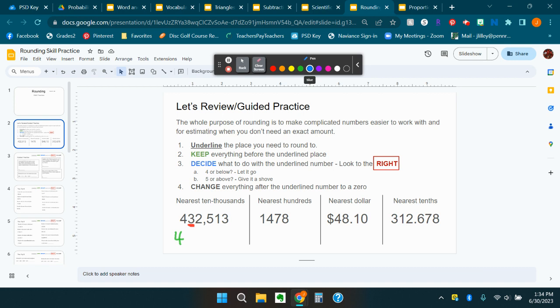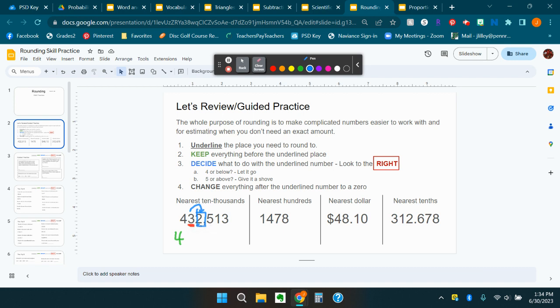I have two choices. I can bump it up or keep it the same. But I don't look at the number I underlined when I'm deciding what to do. I have to look next door. This number next door is the boss. That tells me if I should be keeping the 3 a 3 or bumping it up to the next number, because it tells me if this number is closer to 430,000 on the number line or 440,000 on the number line. So I have to decide based on this number next door.